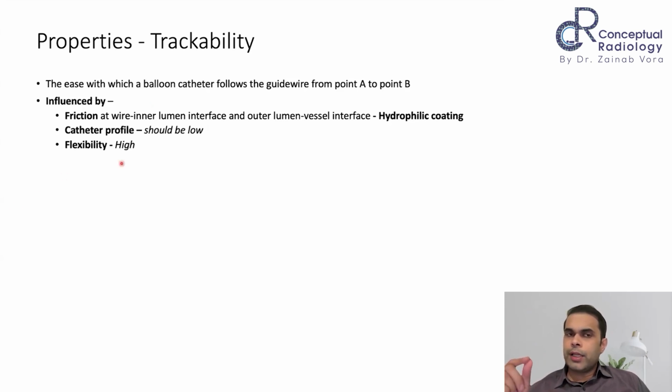A big catheter will find it difficult to track over the wire. A smaller profile catheter will go easily. If you have good flexibility, it will nicely go wherever the wire is going, because we know wire is very flexible. Wire can go anywhere. But a catheter should be able to take those turns as well. For that, the material should be flexible.